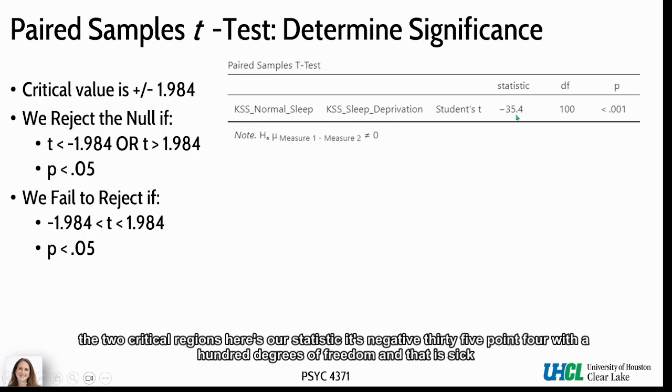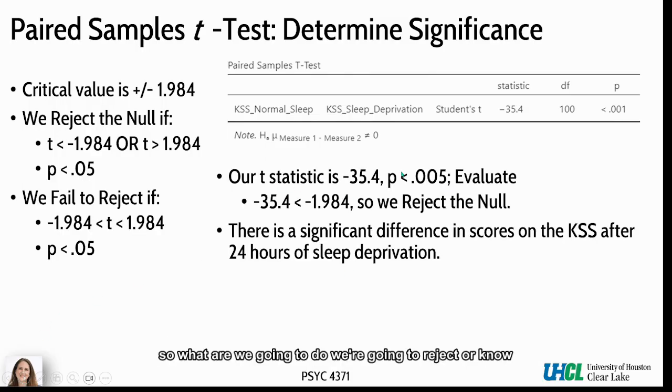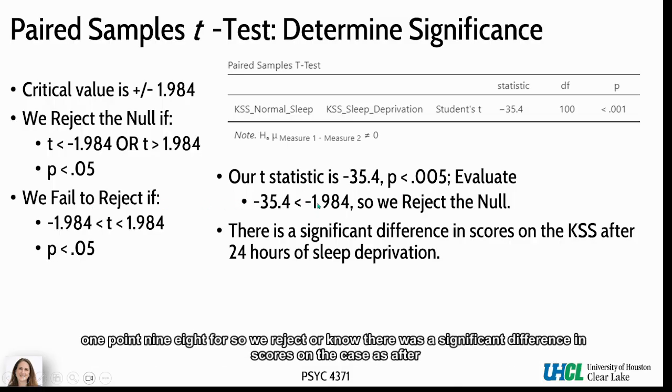Here's our statistic. It's negative 35.4 with 100 degrees of freedom, and that is significant at the 0.05 level because p is less than 0.001. So what are we going to do? We're going to reject our null. The statistic was negative 35.4. That is way over to the left past negative 1.984. So we reject our null.